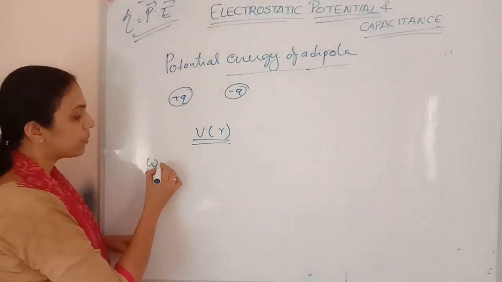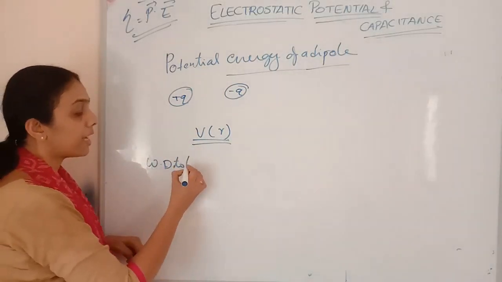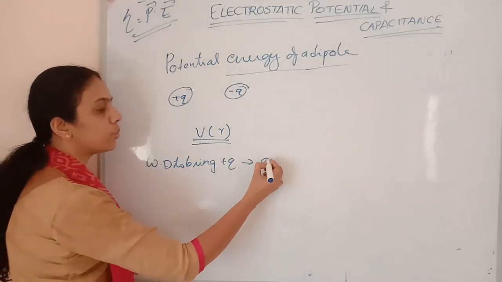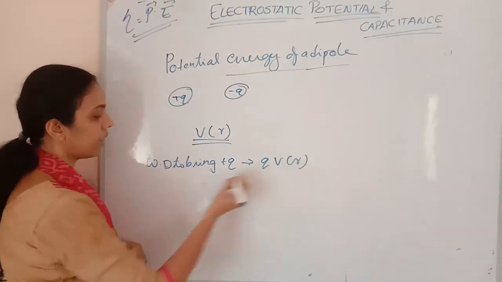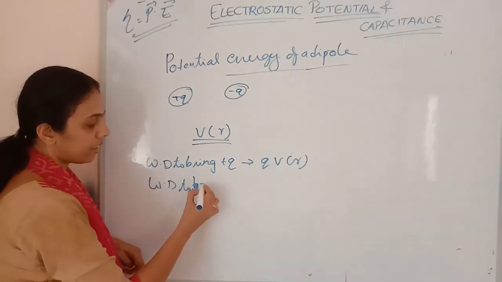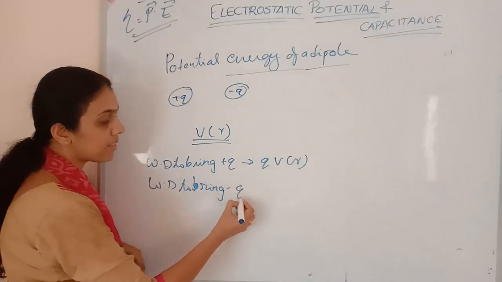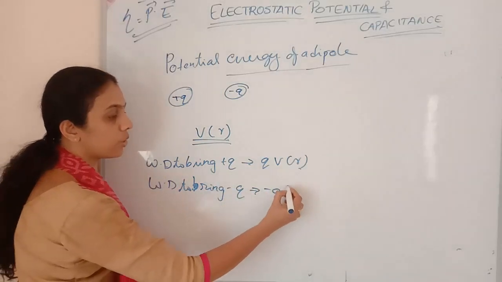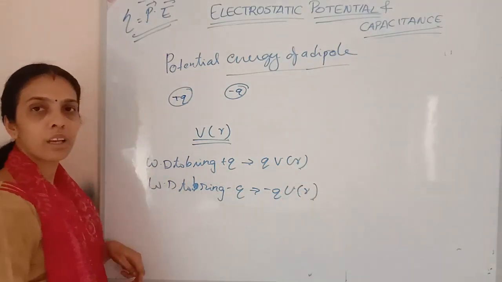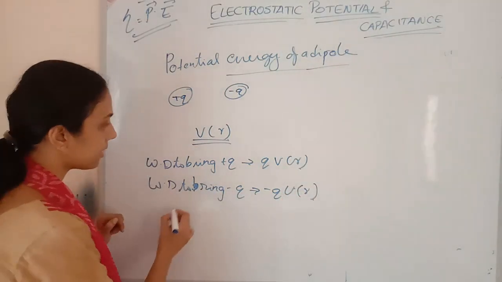Then what will be the work done to bring the plus q charge? Bringing the plus q charge will be q into V of r. Then the work done to bring the charge minus q is, what will this be? Minus q into V of r. So here we are getting the total.